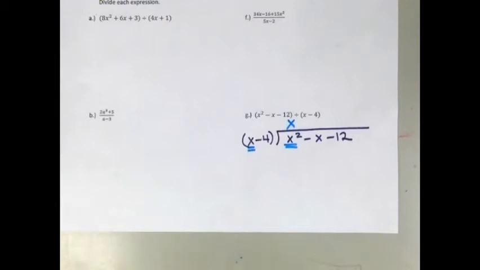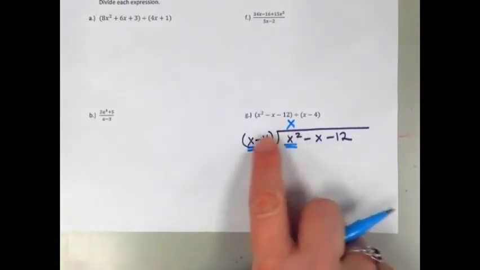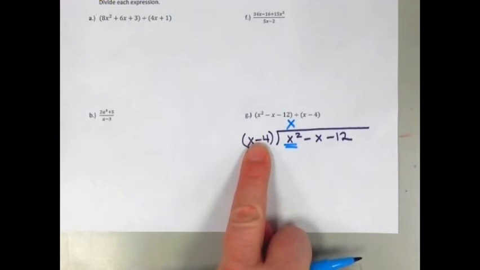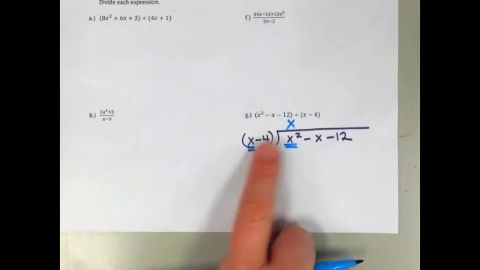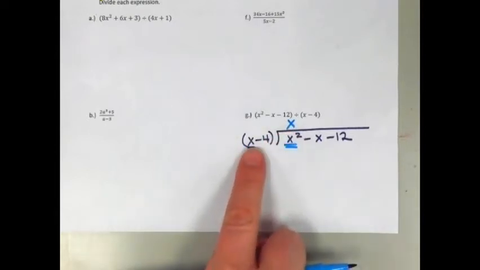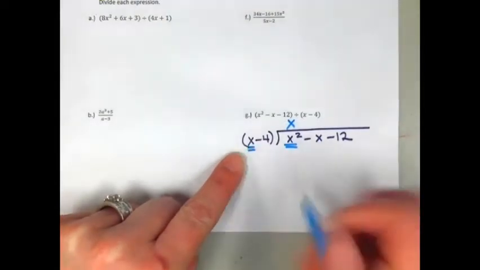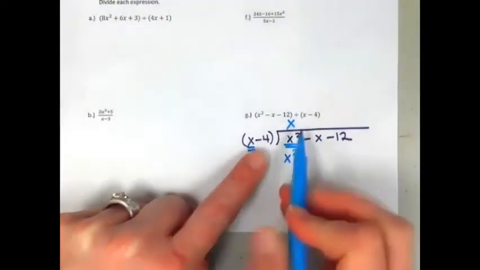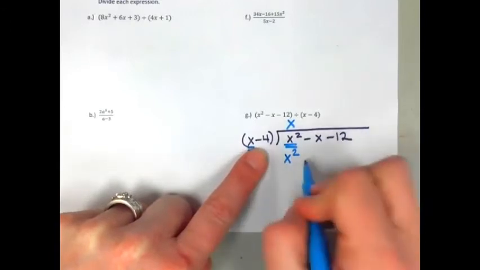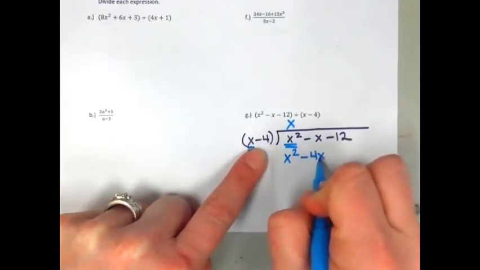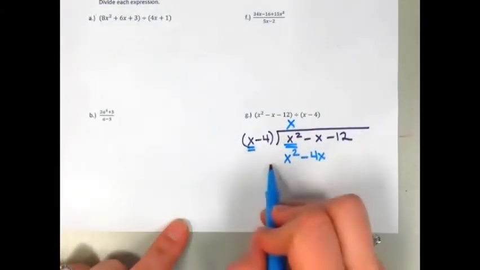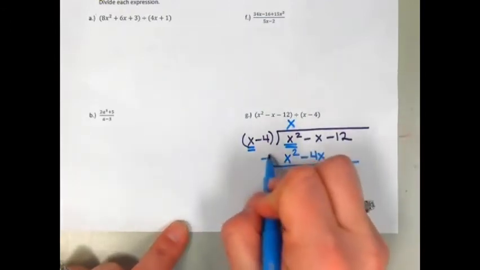Now, as we did before, we're going to take this x and multiply it by my divisor. But if you notice, this is a binomial. So what do you think I have to do when I multiply this by a binomial? I want to take x times x minus 4. So I need to distribute, right? What's x times x? X squared. What's x times negative 4? Negative 4x. Okay. And then what do we do with these? We always subtract.